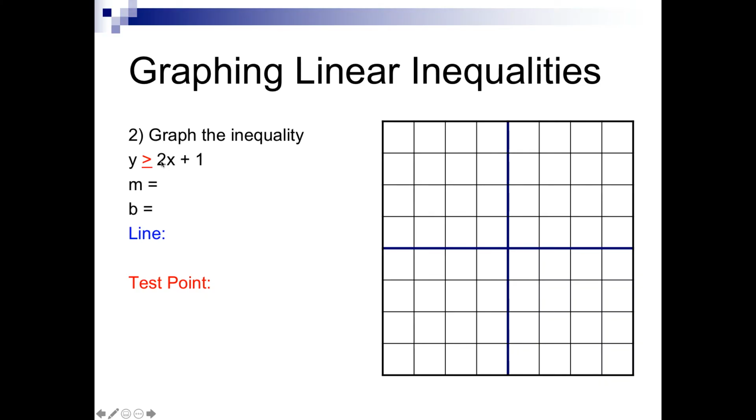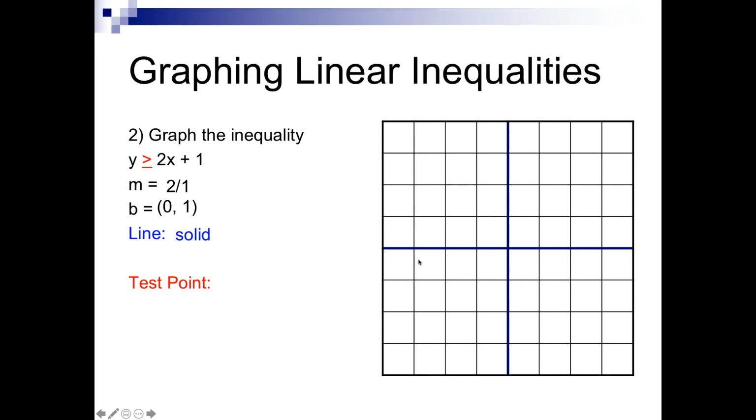Our second example says graph the inequality y is greater than or equal to 2x + 1. So my m is 2 over 1. My b is (0, 1). And the line for this one, we're looking at the inequality sign, says greater than or equal to. If you look back above on your paper, you would know that you have a solid line.